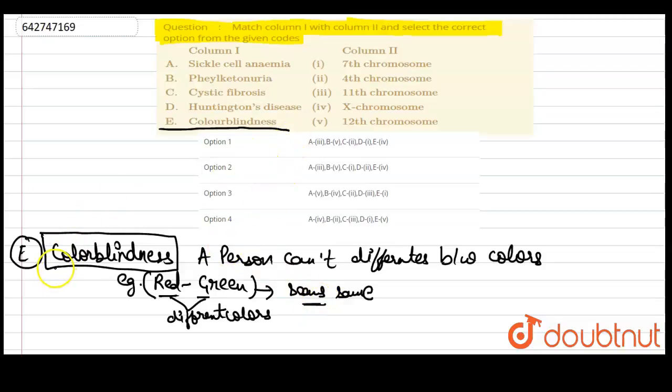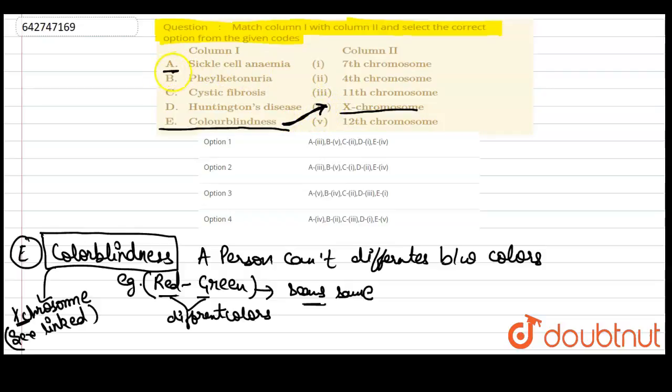So the color blindness here is linked with the X chromosome because it is a sex linked disease. Now the E option matches with 4, that is X chromosome, because color blindness is an X linked disease.